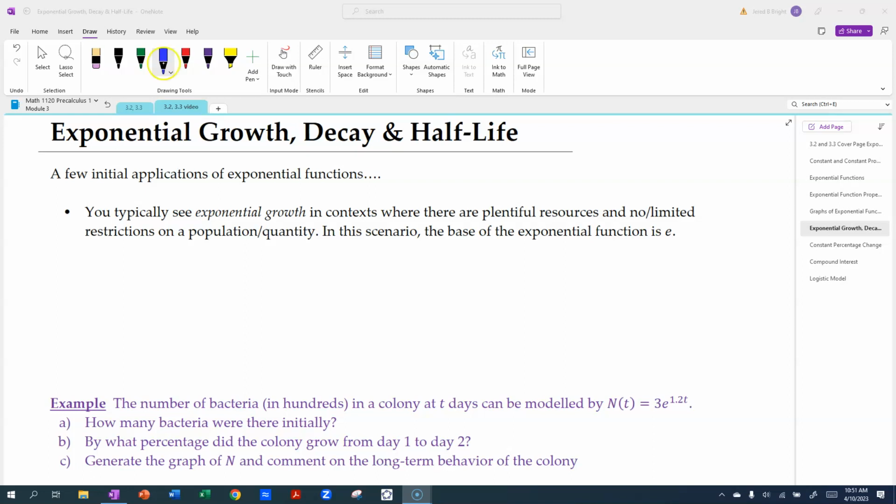But exponential growth, you're going to primarily see when you are in a context where there might be plentiful resources and/or no limits or restrictions on that population or quantity that you're working with. Think of this as if you put all your money in the bank and it just grew at whatever rate it wanted to, without any restrictions, like a great interest rate. This is the sort of situation you'd be in. Typically it doesn't match reality, but it can be a good model at least to get a feel for what could happen.